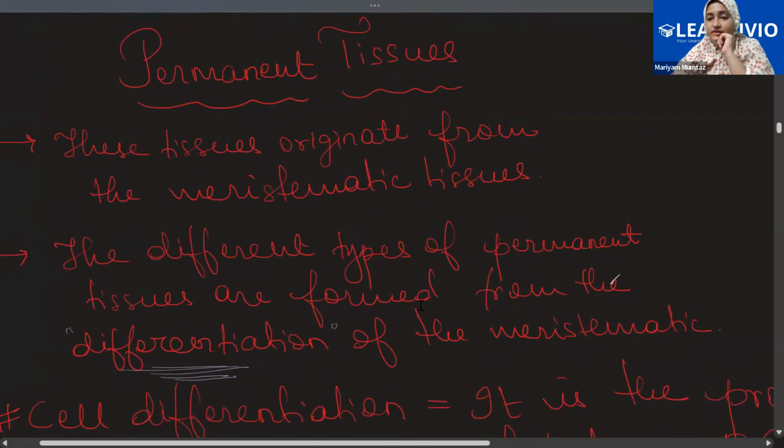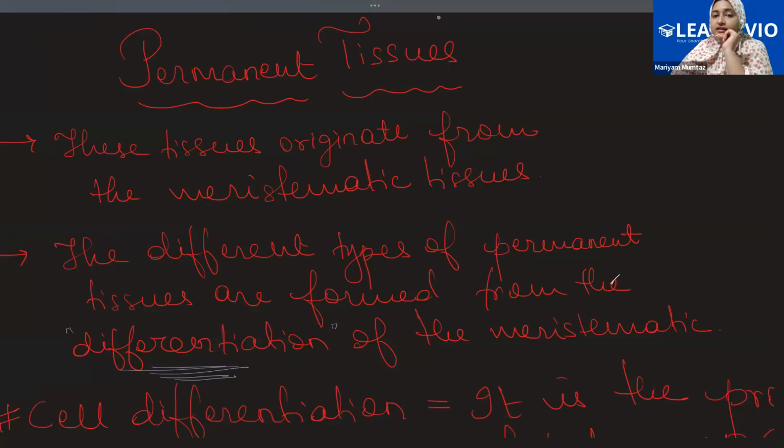Now talking about the permanent tissues, we know that these tissues come from the meristematic tissues only, meaning these are tissues that earlier used to divide a lot. But later on, a property called cell differentiation took place in them. Here the cells lost their property of division and took a permanent shape, a permanent size, and a permanent function. So this whole process of taking a permanent shape, size, and function and not being able to divide more, we call cell differentiation.